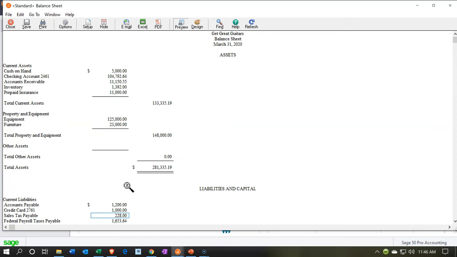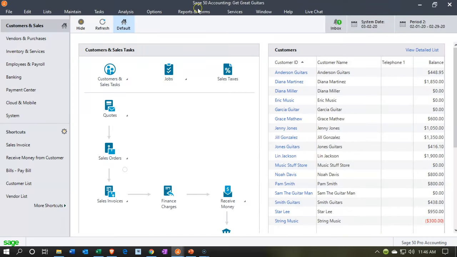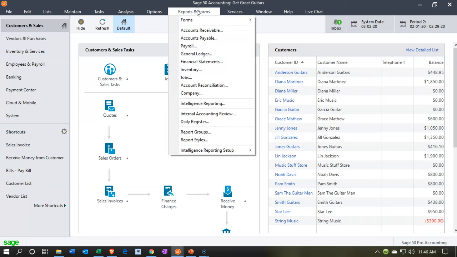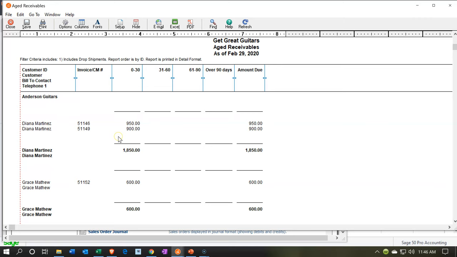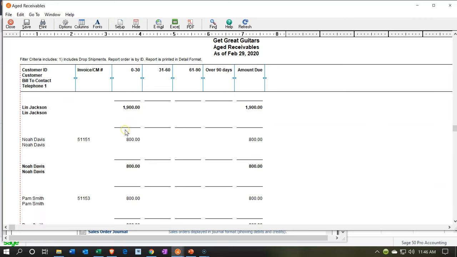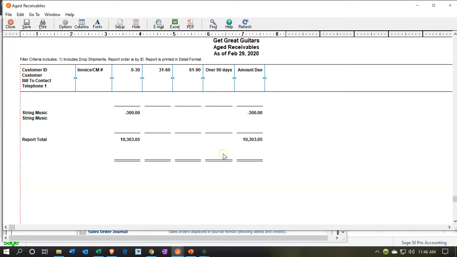Now, if we look at the subsidiary ledger for the receivable now, we should be closer. We should be off by 300. So I'm going to go back over here and go to the reports dropdown. And we're going to go into the accounts receivable this time. And then let's take a look at the aged receivables. And then scroll all the way down to the bottom. We've got a lot of stuff happening. And there's our number. Now, this is the end of February.